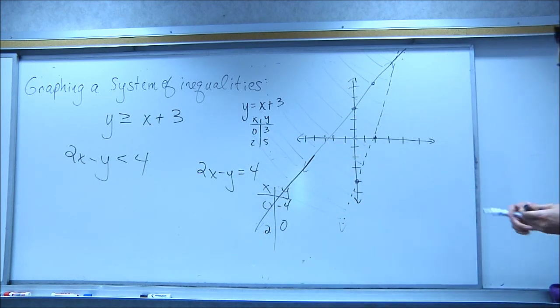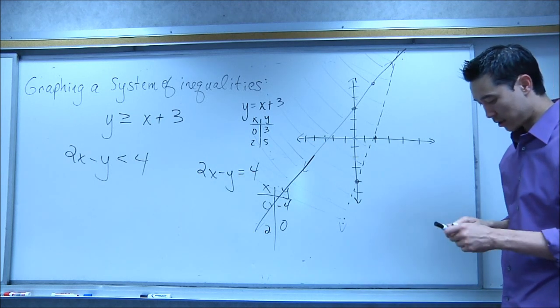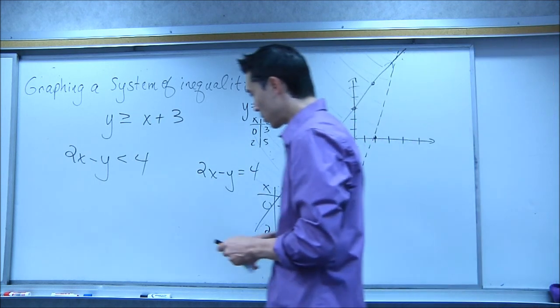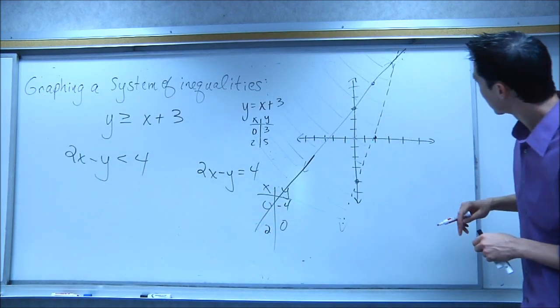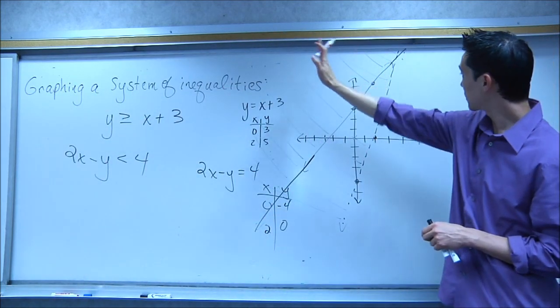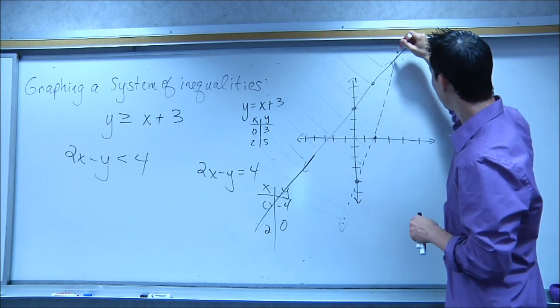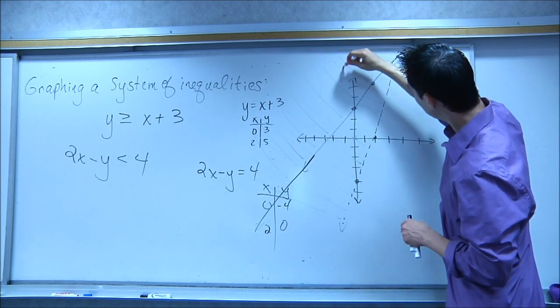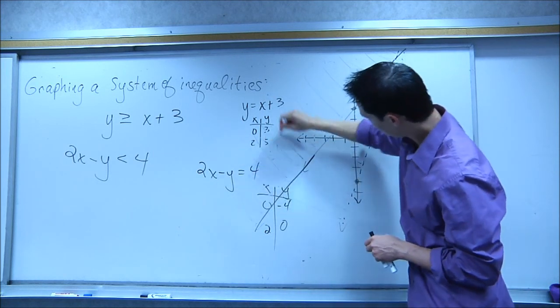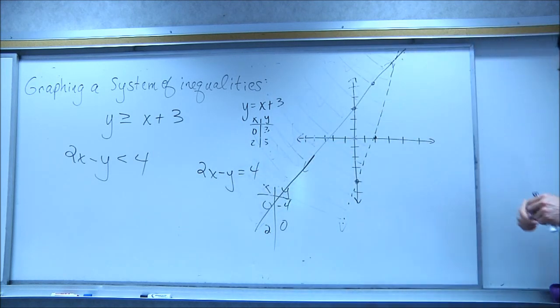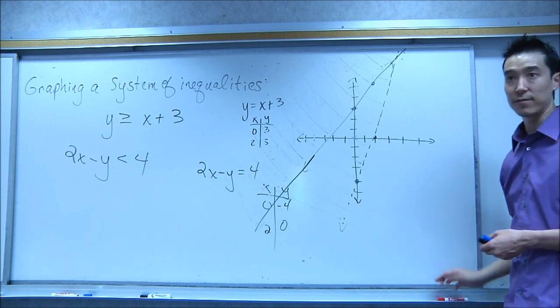So, let's see if I can get another color. Where do we have an overlap of shading? So it's this line and everything to the left, and this line and everything to the left. So it's going to be all this. Okay? And that would be your final answer for this problem.